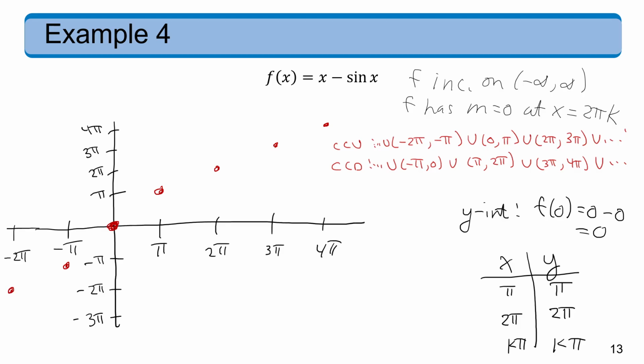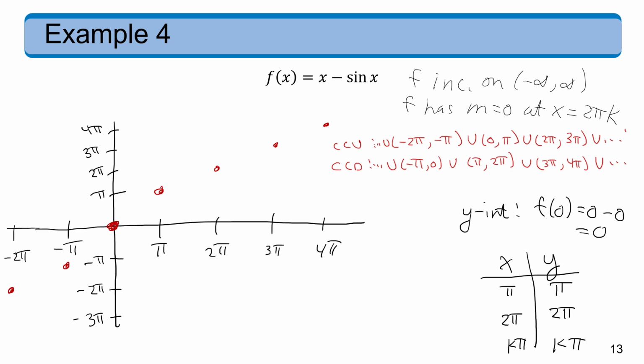Right? If you just plotted those points, you might think this graph is a straight line. But we know the concavity is changing regularly, so we know it's not a straight line. It does fit the description of being always increasing, right? That looks correct from the points we plotted.